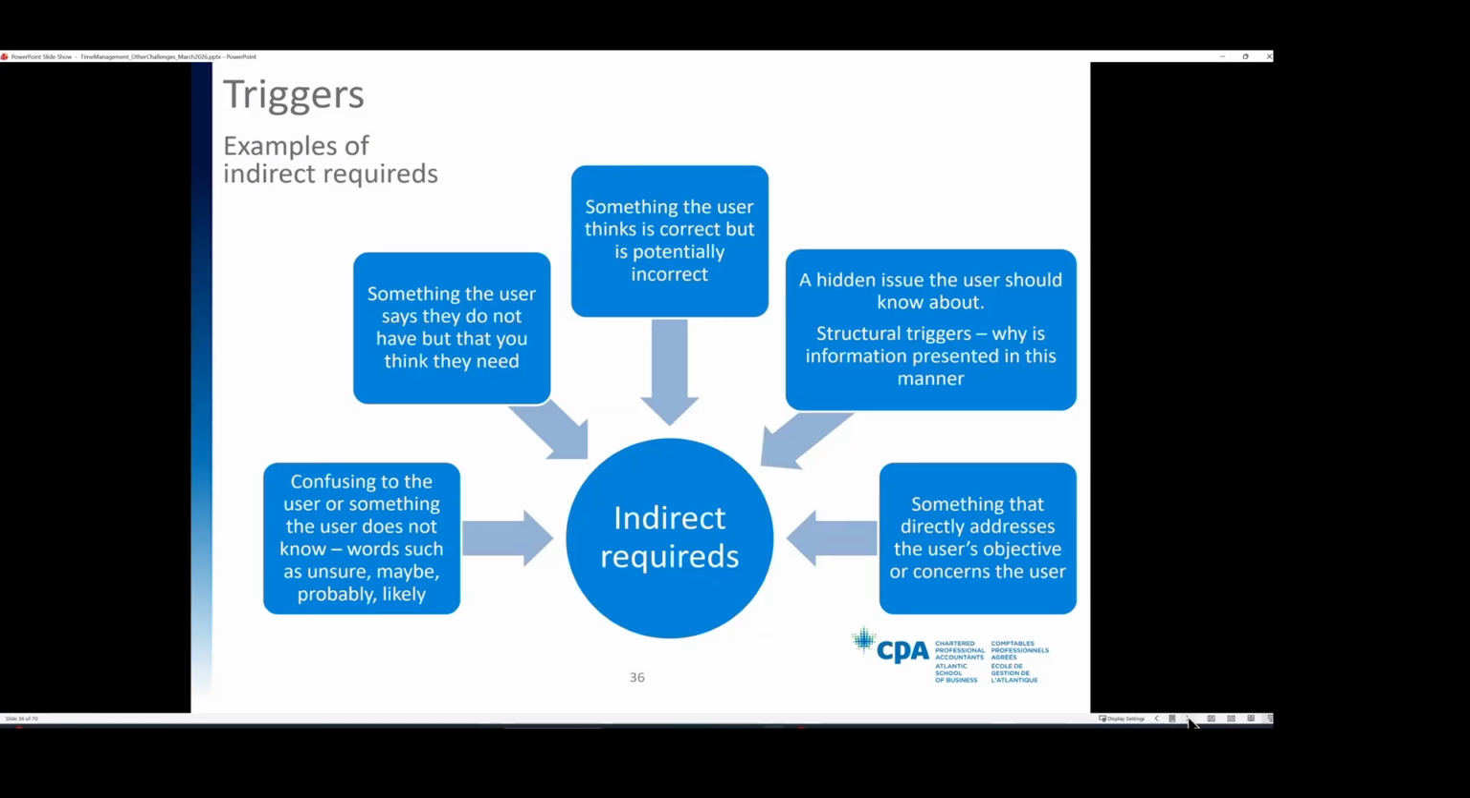Something the user thinks is correct. Oh, yes, I recorded that revenue for the signing bonus. I recorded that as revenue, the full amount. And you're thinking, hmm, that's a financial reporting issue. I need to look at and analyze when that signing bonus revenue should be recognized and at what amount. Or a hidden issue that they don't know about, or something that needs to be addressed that speaks to the user's objectives or their concerns.